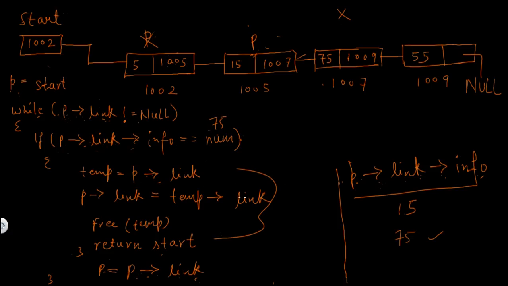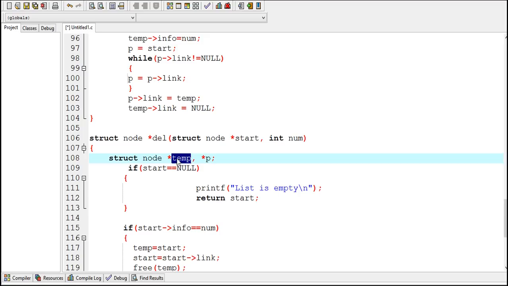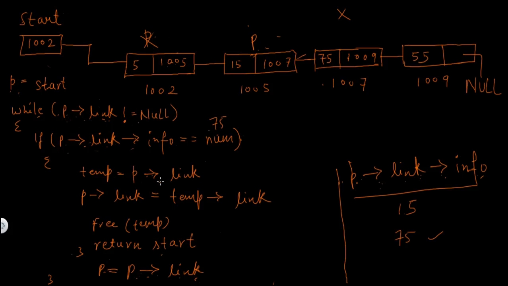So all this code will get executed. Now the first thing you should do while deleting any node is assign temp the address of the node which will get deleted. Now always the next node will get deleted, and p arrow operator link is always the address of the next node, because p arrow operator link means link part of this node, which is the address of the next node. So the address of the next node will be assigned to temp, which according to this example is 1007. So temp means this node.